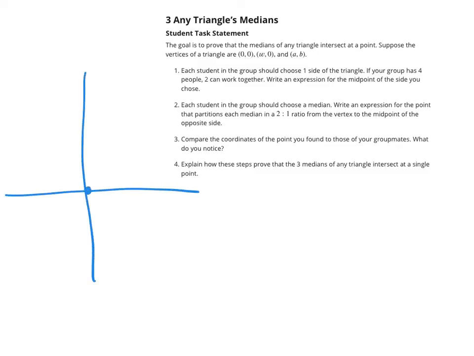0, 0, somewhere W, comma 0. So the X is W, comma 0. I don't know where. And AB is somewhere A, comma B. No idea. A, comma B. Okay, those are the vertices of my triangle. It could be anywhere. It looks very isosceles. It doesn't have to be. It could be anything.